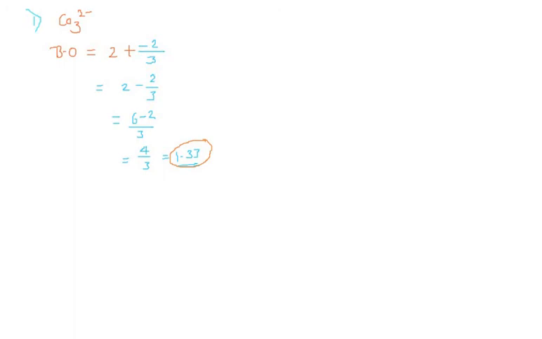Now we'll have our second example. The second example is phosphate ion, PO4 3 minus. So for the bond order, the formula says we need to first calculate the valency. It's oxygen, so 2 plus minus 3 divided by the total number, which is 4. So it comes out to be 2 minus 3 by 4, which is 5 by 4, comes out to be 1.25. This is the bond order of phosphate.